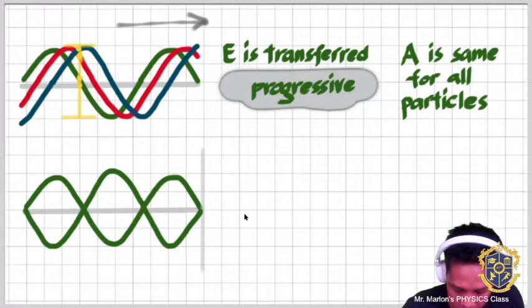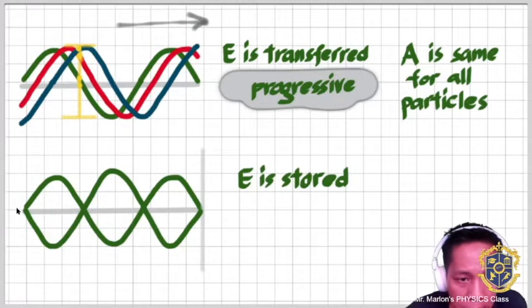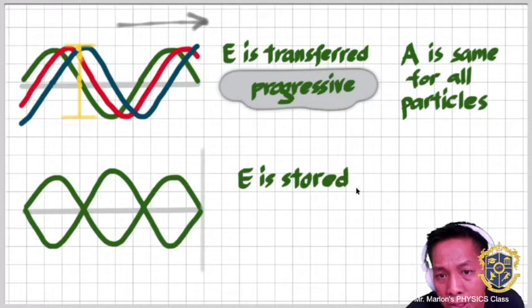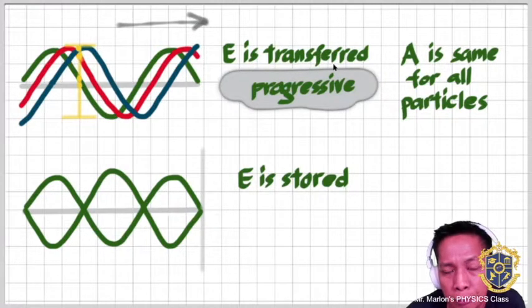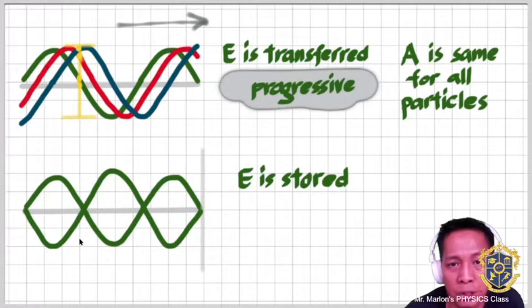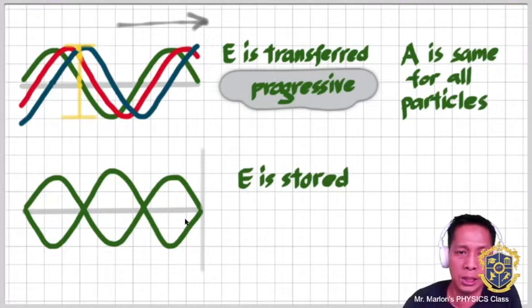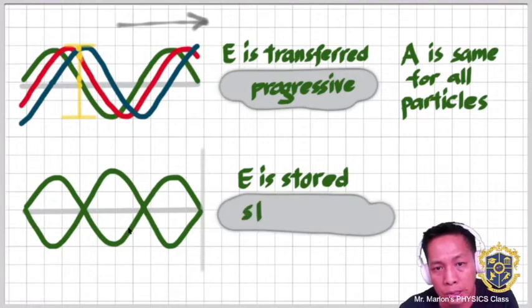Now the energy here is just contained within this area. We can therefore say that the energy is stored here, in comparison with what is going on in progressive waves. In this kind of wave, which is obviously different, this is not progressive, the energy is being stored. And this kind of wave, something that looks like this or behaves like this, is called a stationary wave.